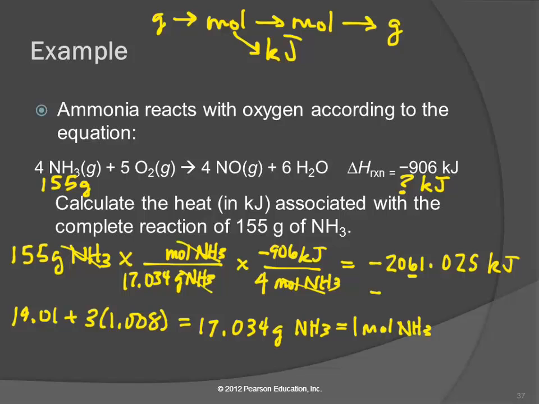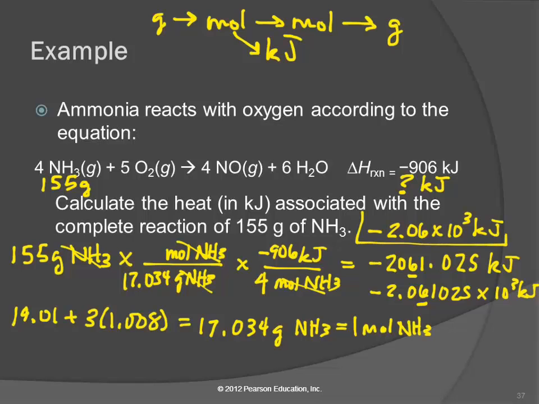So we're going to put that in scientific notation first, and you don't have to write that out. I'm just writing it out for illustration. So that's that number in scientific notation. Now when I round it, I can just chop it off and I don't get into trouble with changing the value. I don't have room down there, so I'm going to write it up here. Minus 2.06 times 10 to the third kilojoules. That's the answer. That's the amount of heat associated with the reaction of 155 grams of ammonia.